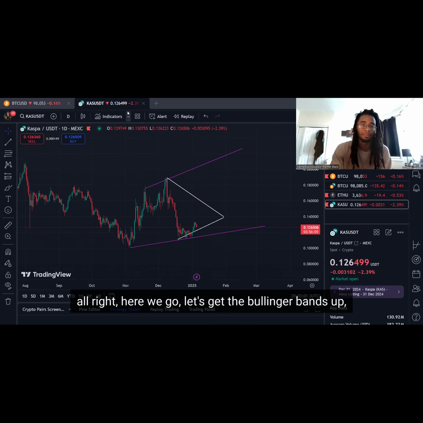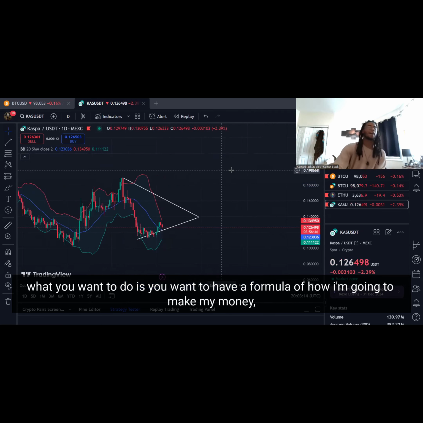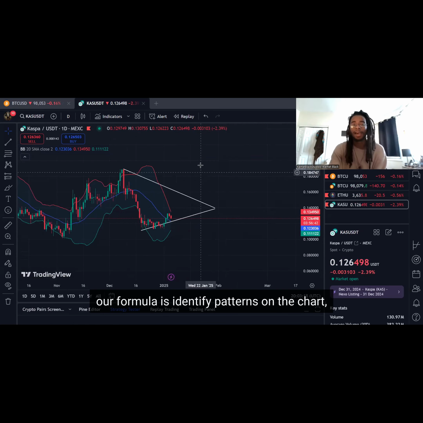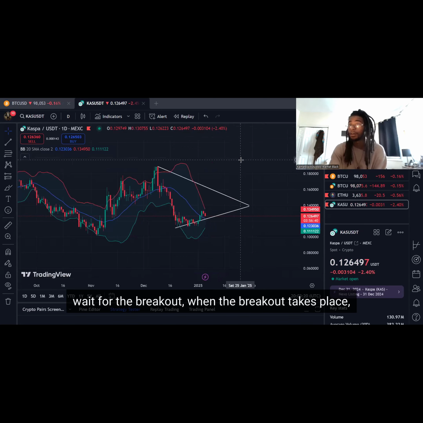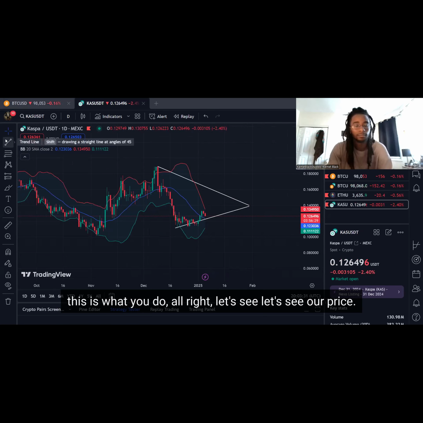All right, here we go. Let's get the Bollinger Bands up. Just following the formula, guys. Let's get this off of here. Let's follow the formula. What you want to do is have a formula of how you're going to make your money. Our formula is: identify patterns on the chart, wait for the breakout. When the breakout takes place, we long or short. Either way, we're putting in both orders, right? This is what you do.